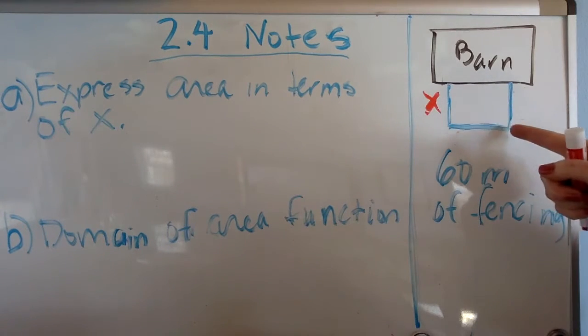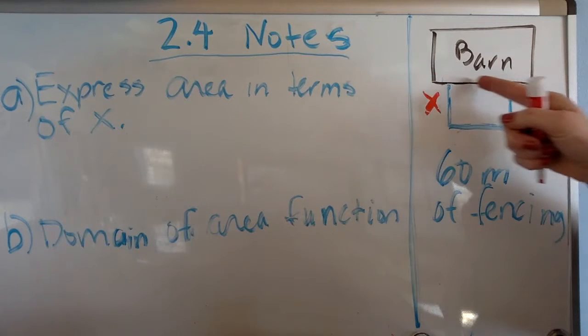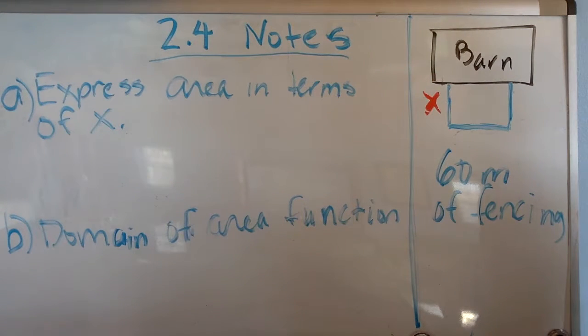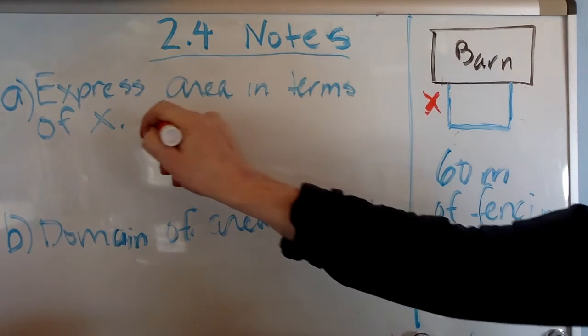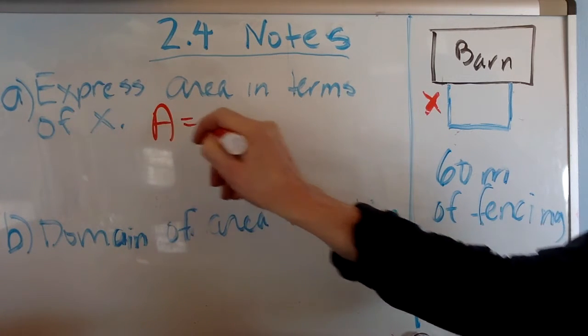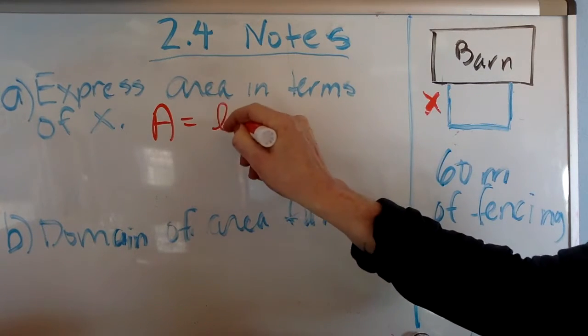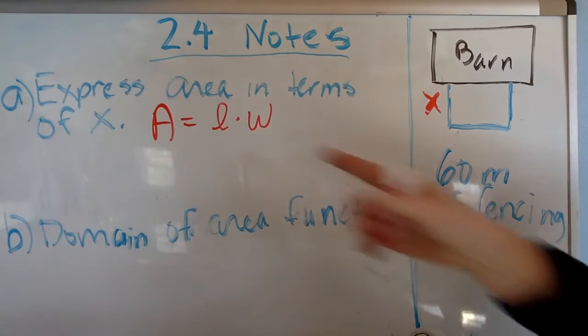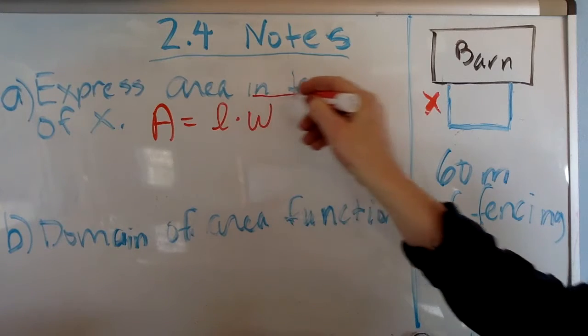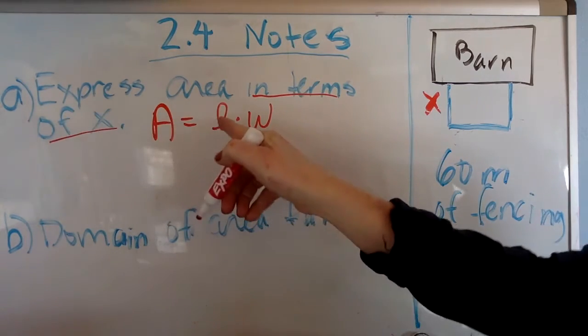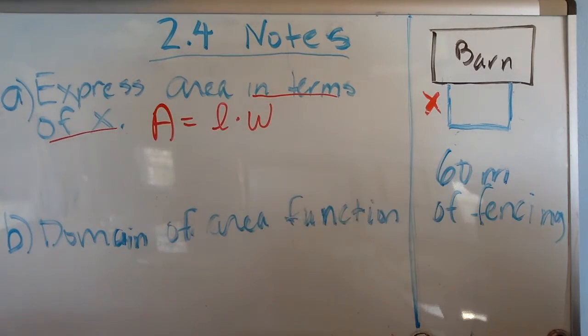I only need to make 3 walls because the 4th wall that encloses the dog pen is against the barn. So 3 walls with 60 meters of fencing, and I know that the area of this dog pen is going to be the length times the width. But I need to get that all in terms of x, okay? Everything needs to be in terms of x here.